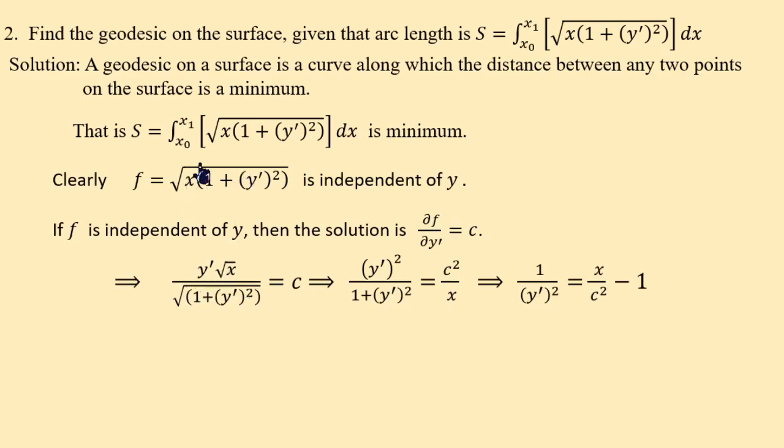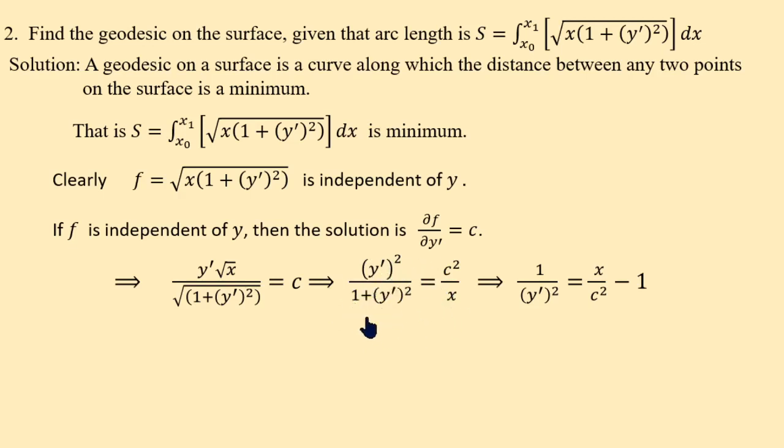Now here root x is constant, just keep it outside. Now the derivative of root of 1 plus y dash square is 1 by 2 root of 1 plus y dash square into 2 y dash. So cancel 2. So y dash into root x by root of 1 plus y dash square equal to c, constant. This is dou f by dou y dash. Now just square this and rearrange. Y dash square by 1 plus y dash square is c square by x. Take the reciprocal. 1 plus y dash square by y dash square is x by c square.